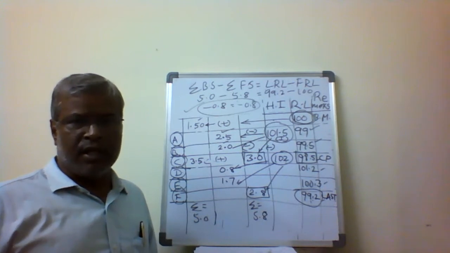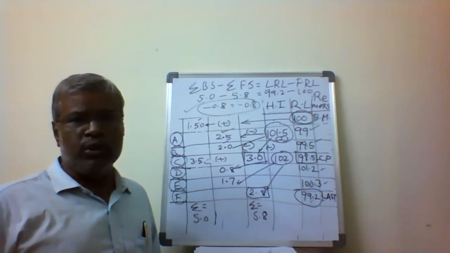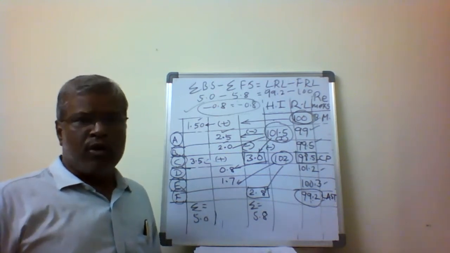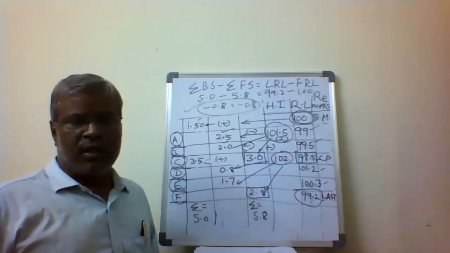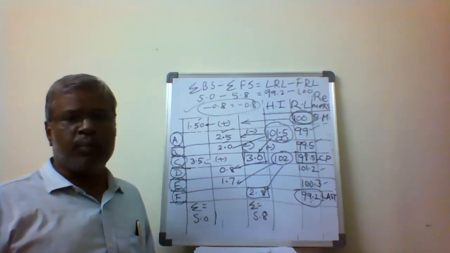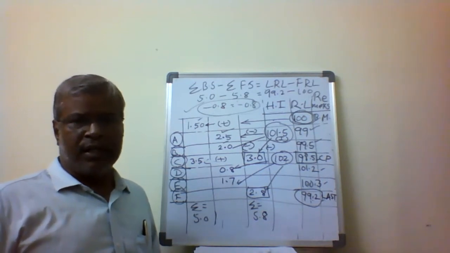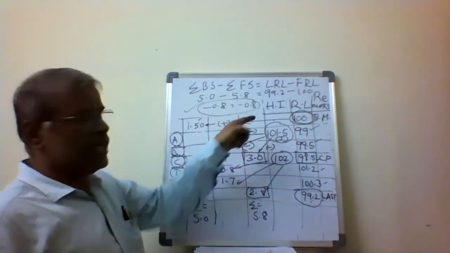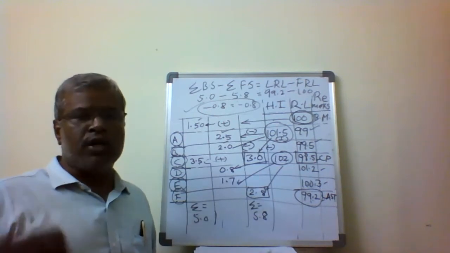This is a very simple method. After we conduct the level survey, the readings are noted down in the field notebook. Coming to the office, we calculate the elevations or reduced levels, and we have to apply the check whether we calculated correctly or not. If it is not matching, it is not satisfying, so once again we have to go to the field.